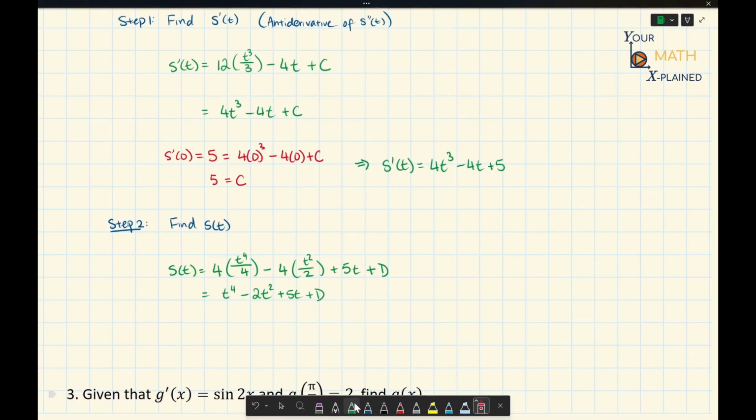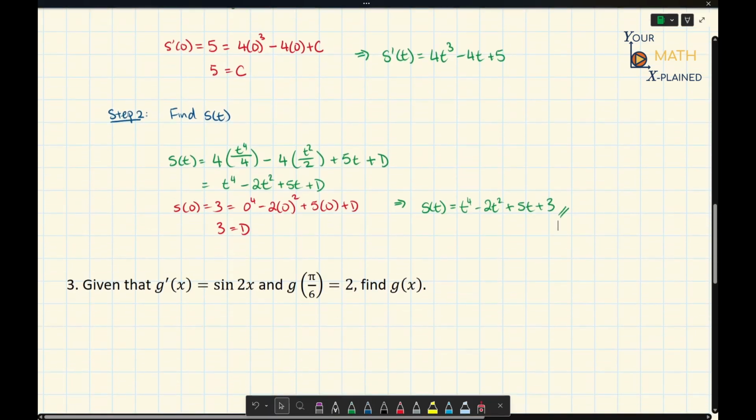So we know that s of 0 is equal to 3, which means we have s of 0 is equal to 3, which is equal to 0 to the power of 4 minus 2 times 0 squared plus 5 times 0 plus d. And that gives us d is equal to 3. Therefore, we get s of t is equal to t to the power of 4 minus 2t squared plus 5t plus 3. And this would be the particular solution to this problem.